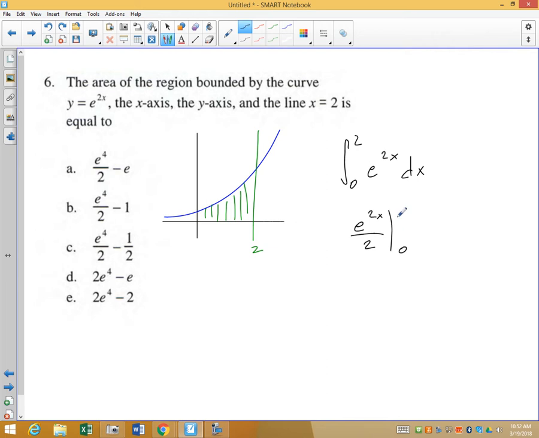Then it's 0 to 2, and then we just plug in. e to the 2 times 2 would be e to the 4th divided by 2, minus e to the 0th would be 1 divided by 2. And now I'm starting to look at the options, and they didn't even combine it. Oh, wait. Yeah, there it is. They could have made it e to the 4th minus 1 over a single 2. There we go. We good on 6?